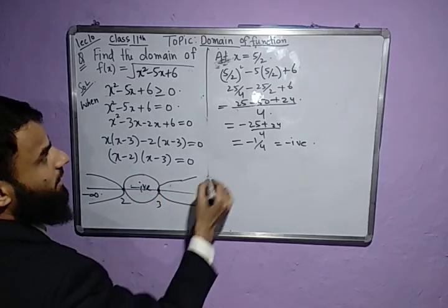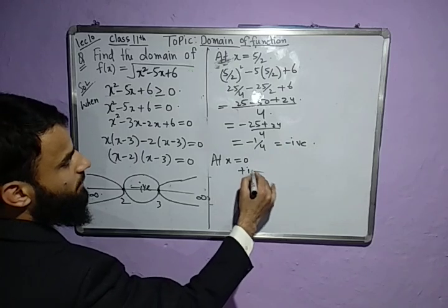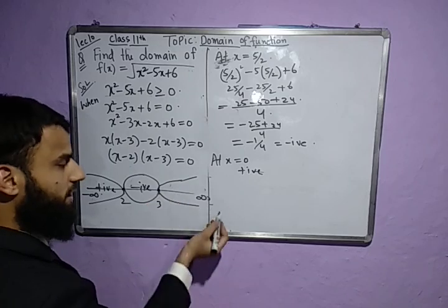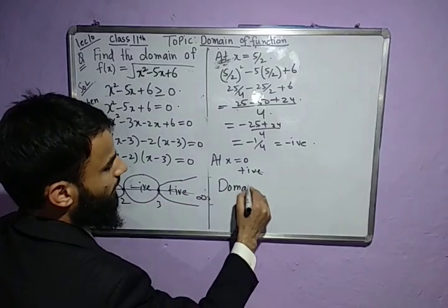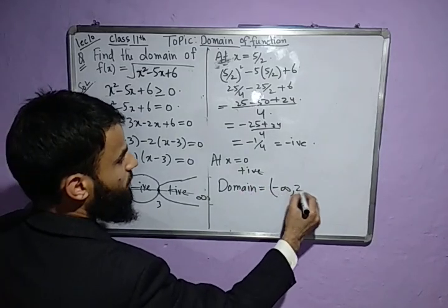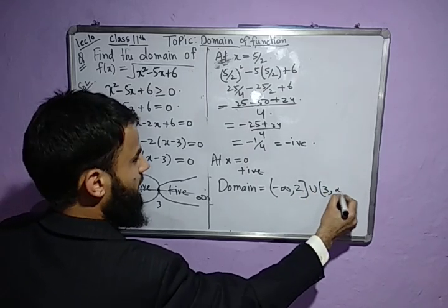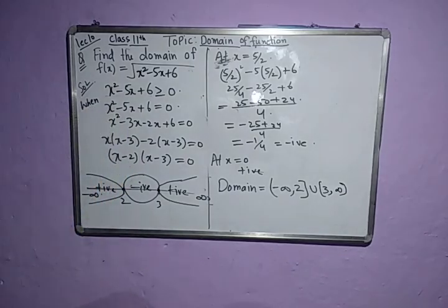And when you put x is equal to 0, you will find this will be positive. Again, if you take x greater than 3, you will also find it positive. Therefore the domain will be minus infinity to 2 union 3 to infinity. Okay. Now let's do another question.